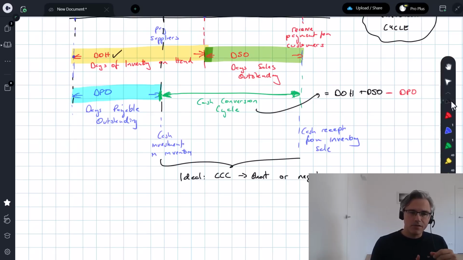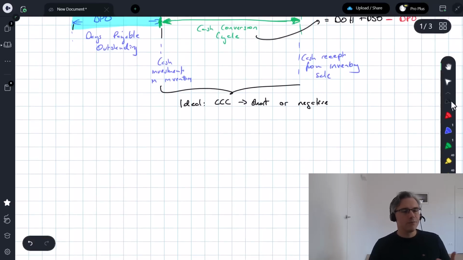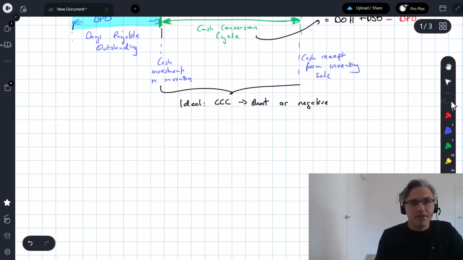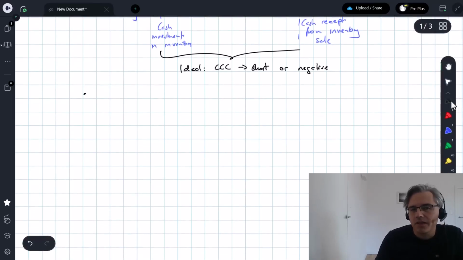A lot of the time, supermarket chains have already received money from the sale even though they haven't yet paid the supplier for those items that were sold, and that means they've got a negative cash conversion cycle, which is an extra source of funding for them. They don't need to borrow money from financial institutions, at least not to fund this working capital. Okay.